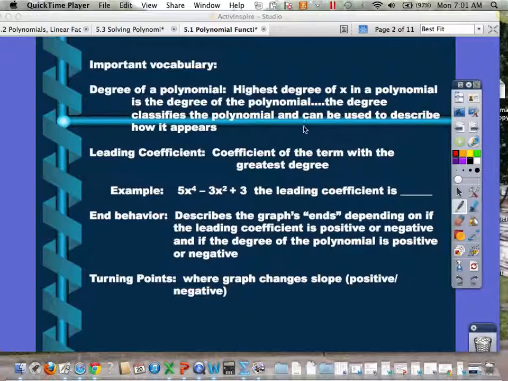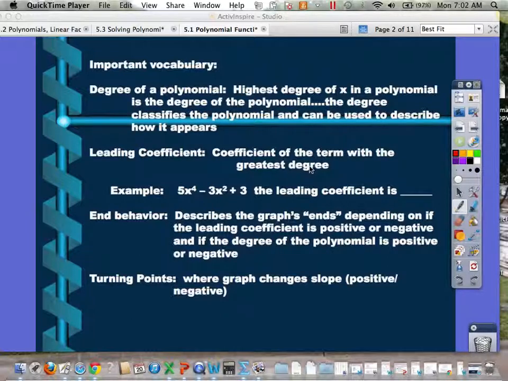And the degree of the polynomial is the highest degree of x in that particular polynomial. And that is the degree for the whole polynomial. The degree classifies the polynomial, and it can be used to describe how it appears. So that's very important in the description of the graphs, which is what we're going to be doing in this section. The leading coefficient is the coefficient of the term with the greatest degree.